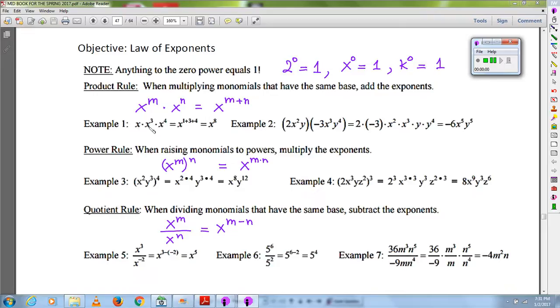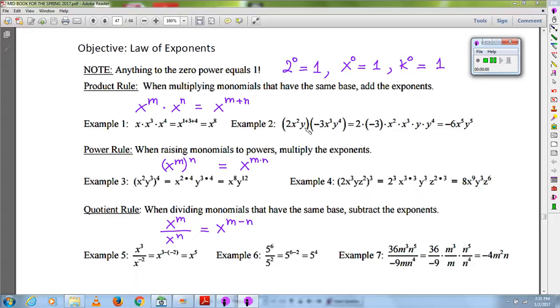So then look at example 1. We multiply x times x to the power 3 times x to the power 4. Now if you have a monomial that has no exponent, it means you don't see the exponent. By default the exponent is 1. So in this case it will be 1 plus 3 plus 4. So that will give us x to the power 8.